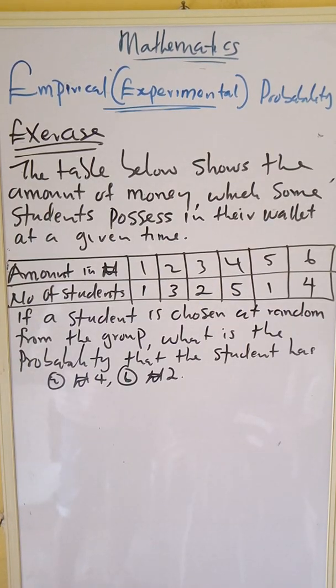So this is your exercise. The table below shows the amount of money which some students possess in their wallet at a given time. Amount in naira: 1, 2, 3, 4, 5, 6. Number of students: 1, 3, 2, 5, 1, 4. If a student is chosen at random from the group, what is the probability that the student has A, 4 naira, B, 2 naira? Solve it and submit to our WhatsApp group.